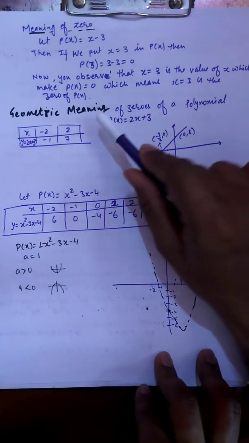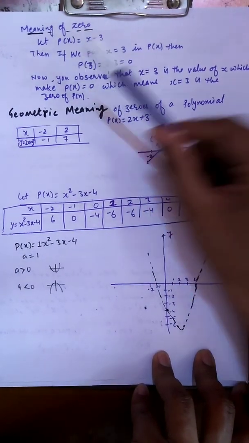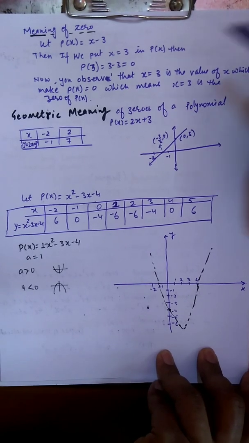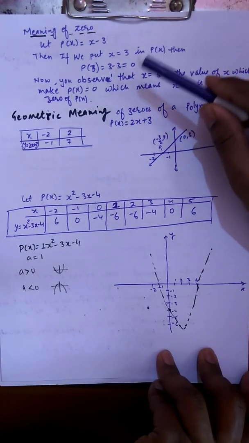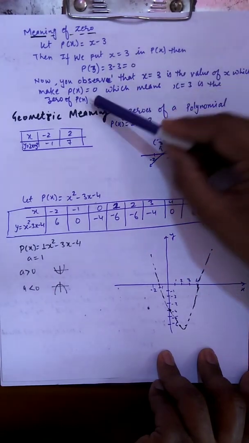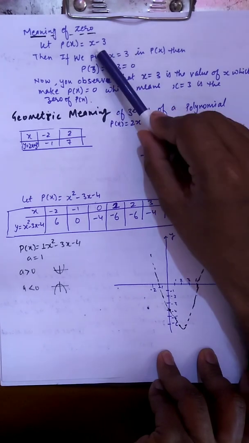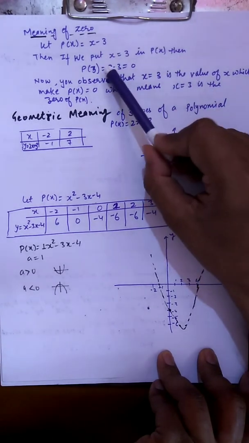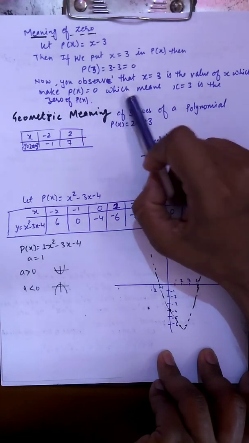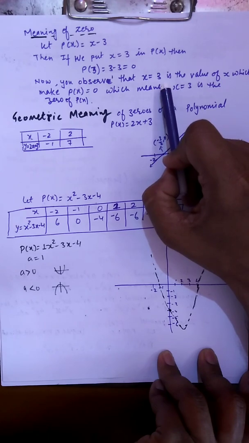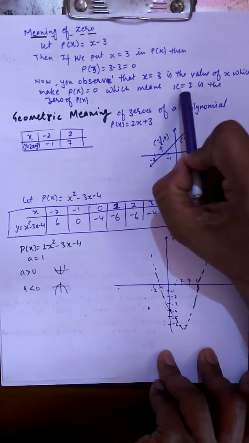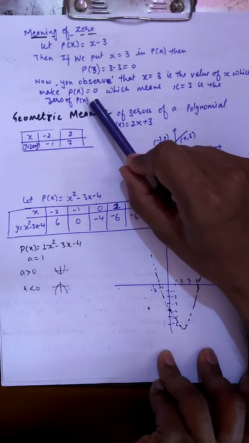Further, what is the zero of a polynomial? Rather than giving you the definition in the beginning, I would like to give you an example. Let p(x) = x - 3. If I put x = 3 in this polynomial, what happens? p(3) = 3 - 3 = 0. So you observe that at x = 3, the value of the polynomial becomes 0. It means that x = 3 is the zero of the polynomial.